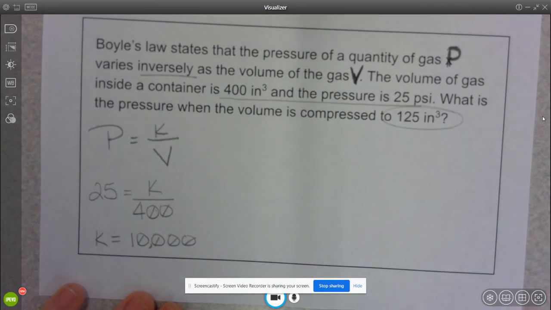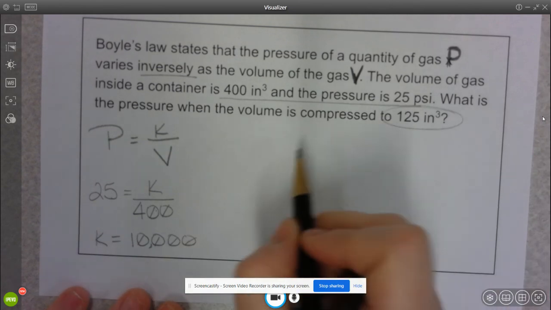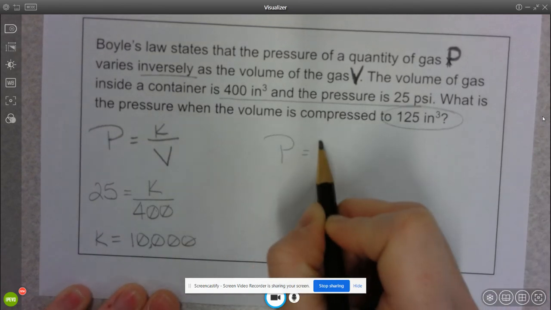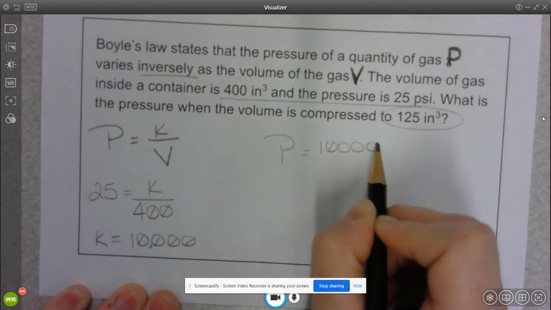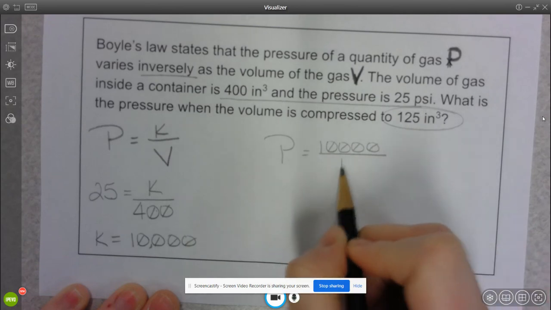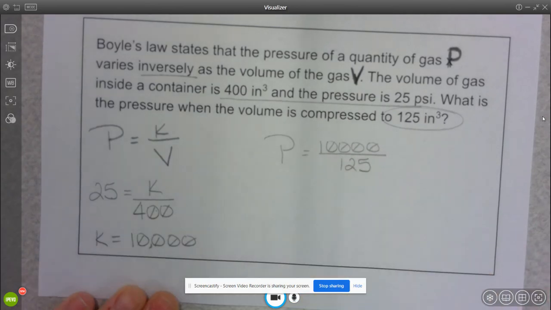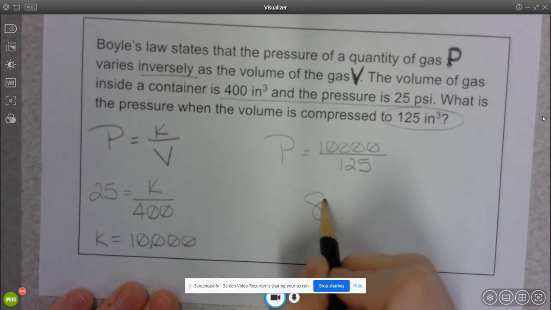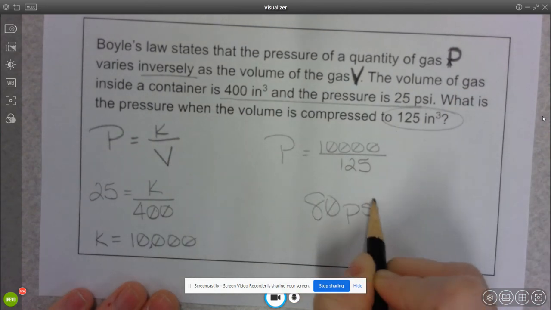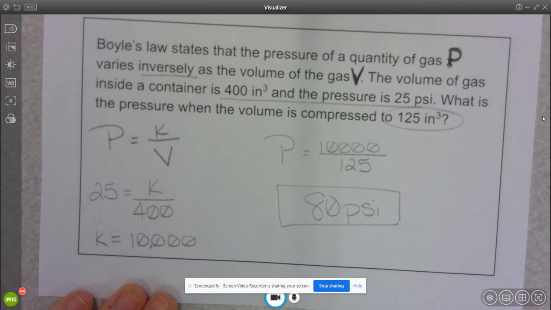Now I'm going to compress the volume to 125 cubic inches. So I don't know the pressure, and I know that my volume is 125. Dividing that gives me a pressure of 80 pounds per square inch.